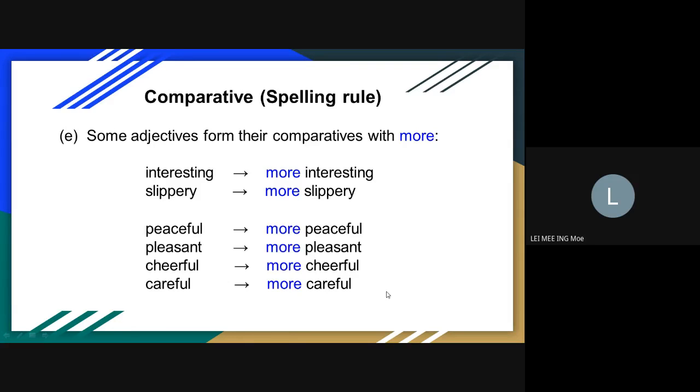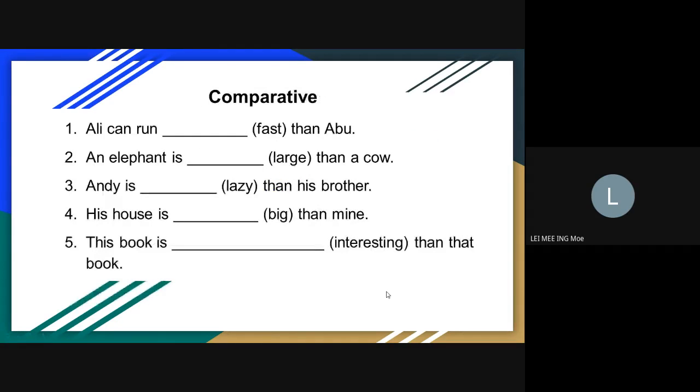The first one, we just plus ER, right? The second rule, CVC, we double the consonant, we plus ER. The third rule, when your adjective ends with an E, you plus R. Rule number 4, the adjective ends with a Y, you drop the Y, you plus IER. And then the last rule, more. Easy for you to memorize, right? So we move on to our exercise on this comparative.